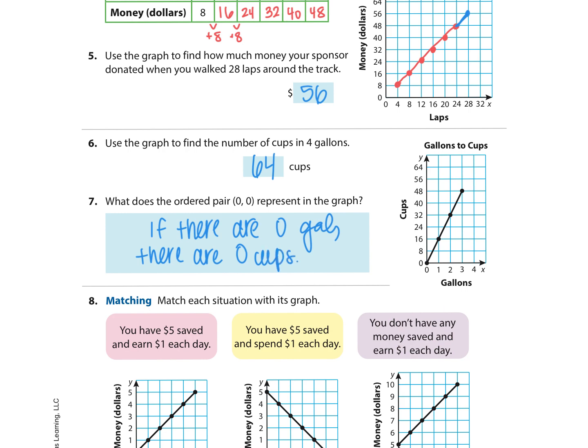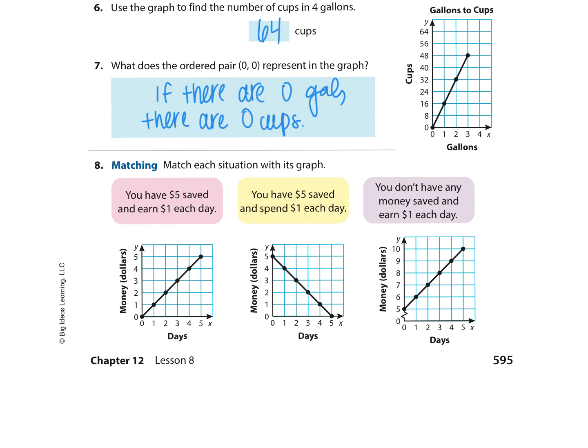Okay, the last part for today is matching. So what we're going to do is match the phrase to the graph that it's representing. So the first one, the pink one, says you have $5 saved. What that means is you already have $5. So let's look at all three graphs and see which graphs are representing the very first point showing $5. This first one is showing $0. So we know that this one cannot be it. This one is showing $5, yes, so this one's a maybe.